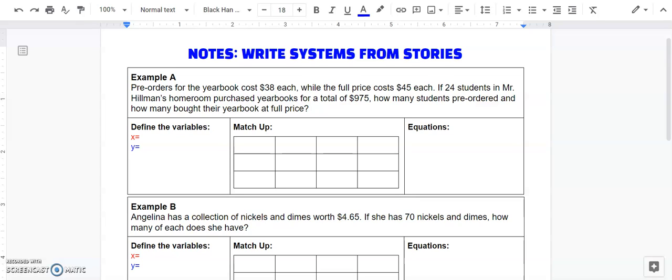What's up? Let's talk about how we write systems from stories. Okay, here we go. Four examples.